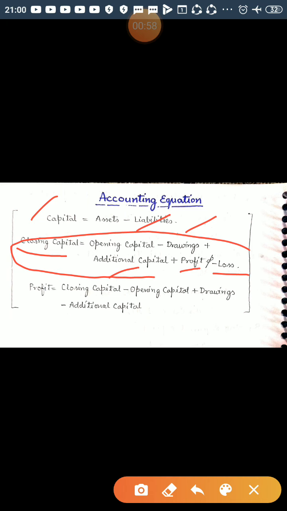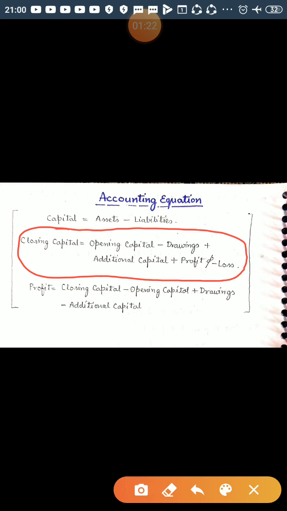This is the accounting equation you have studied till now. Capital is equal to assets minus liabilities. When I say liabilities, I mean outside liabilities. Now if you want to calculate closing capital, then closing capital is opening capital less drawings plus additional capital plus profit during the year. If there is a loss during the year, then it will be deducted. So closing capital can be calculated by this formula, right?